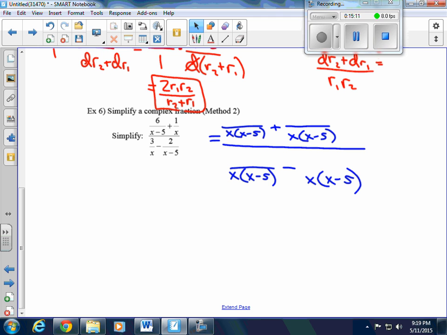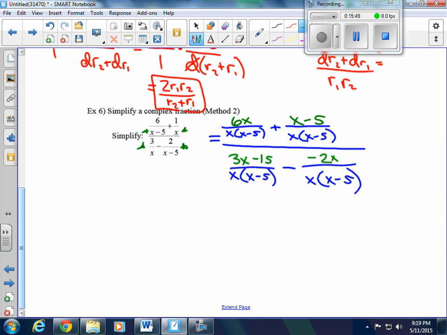So now we have to look at what did we need. Well, in this part, I just need an x because I already have the x minus 5, so that's going to give me 6x. In this one, I needed the x minus 5. So 1 times x minus 5 is x minus 5. Down here, we needed the x minus 5, so that's going to give us 3x minus 15. And in this one, I just needed the x, so it's going to be minus 2x.